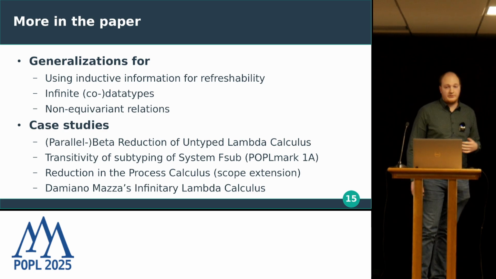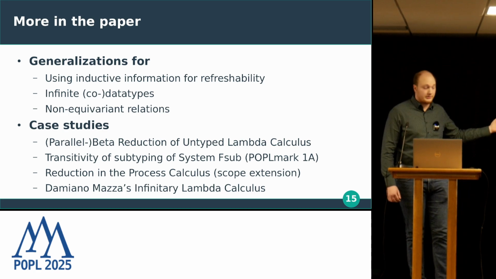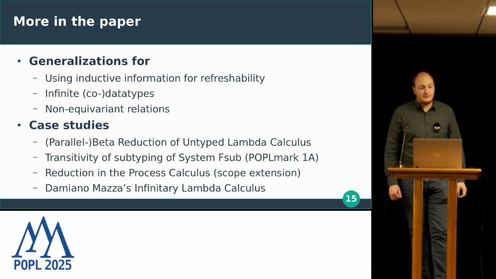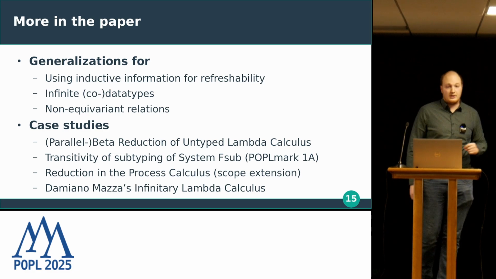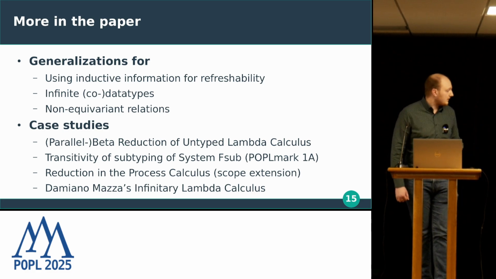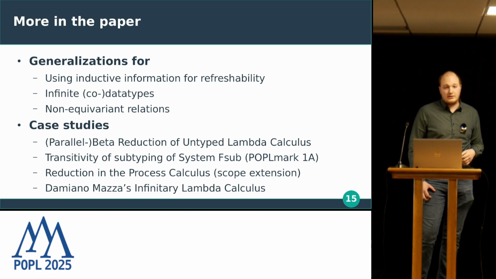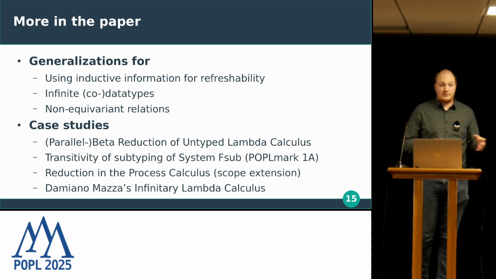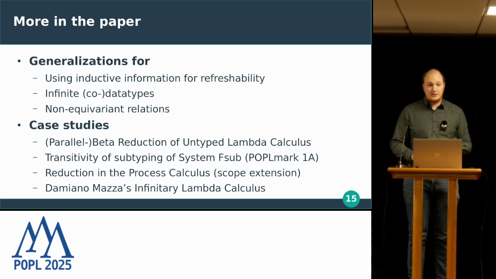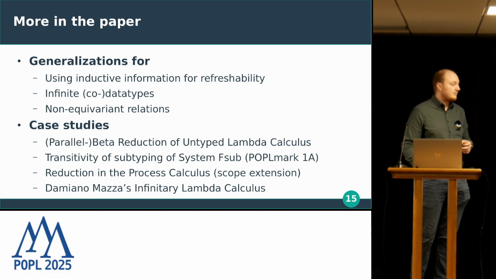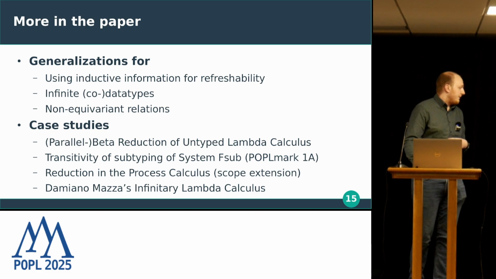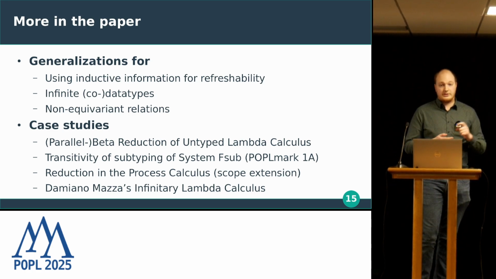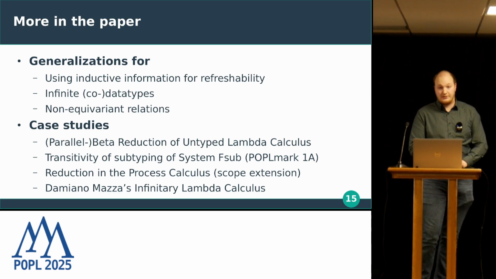So the first one is, of course, the beta reduction I talked about the whole time. Then transitivity of subtyping in System F-sub. This is interesting because it exactly requires this inductive information. Reduction in the process calculus, which is interesting because of the scope extension axiom, which has a weird binding structure within the relation, in the reduction relation. And Damiano Mazza's infinitary lambda calculus, which forces us to reason about infinite syntax and non-equivariant syntax.